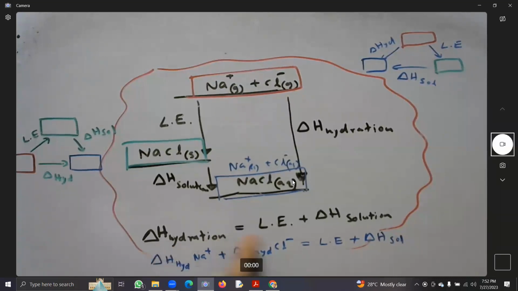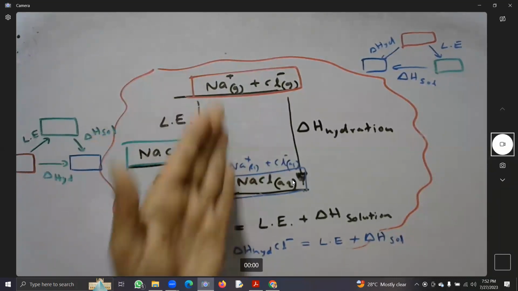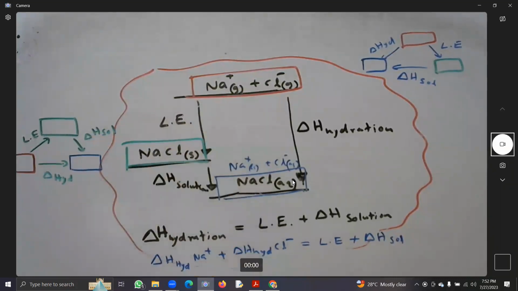We can write the equation like that and work it out here. Okay, first copy this below what you wrote there. Now this hydration means the hydration of sodium plus the hydration of chloride separately, sodium ion and chloride ion separately. Earlier example we wrote in the book. Okay, then we can copy it here, under that.